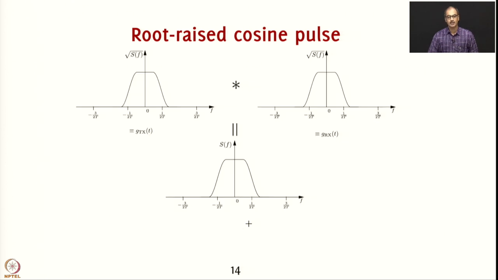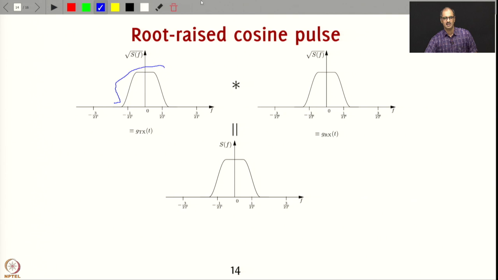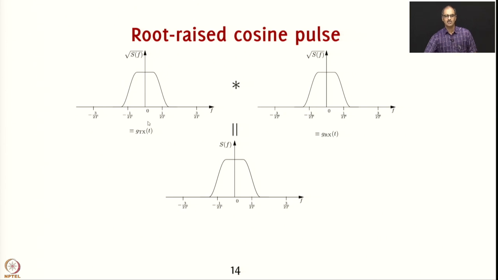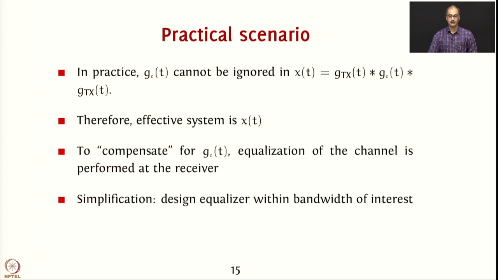In other words, this root S of f is essentially obtained by taking the square root of S of f, where S of f was the old one. You take its corresponding time domain pulses of GTX and GRX, and the resulting spectrum is S of f. So the root raised cosine is something which is very commonly used, and this root raised cosine is something which we will explore in the next GNU Radio lecture as well.